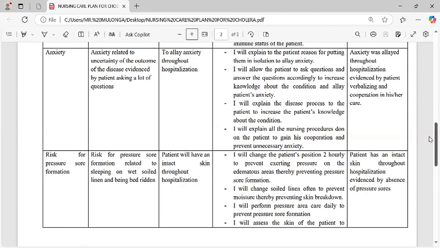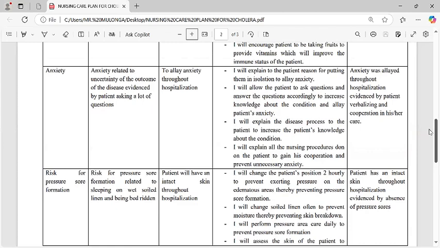From there, we move to goal. So our goal is to allay anxiety throughout hospitalization. So this one is SMART. Anxiety cannot be allayed in one day or in a few hours. Same with knowledge deficit. It takes time for people to stop being anxious. So remember, the goal has to be SMART. From there, we move to our interventions.